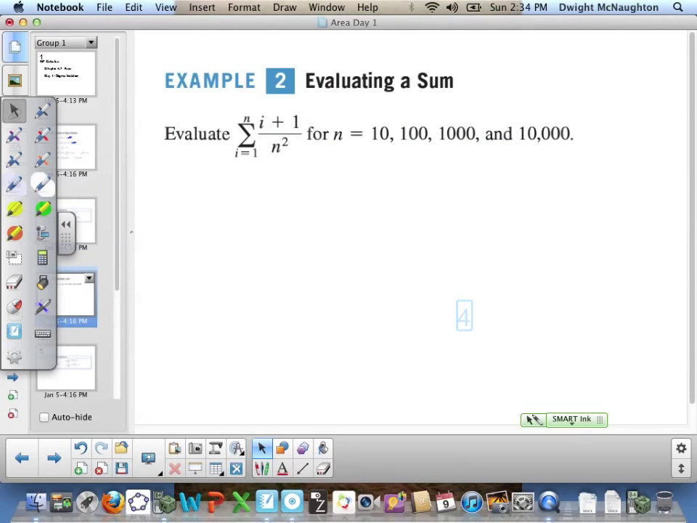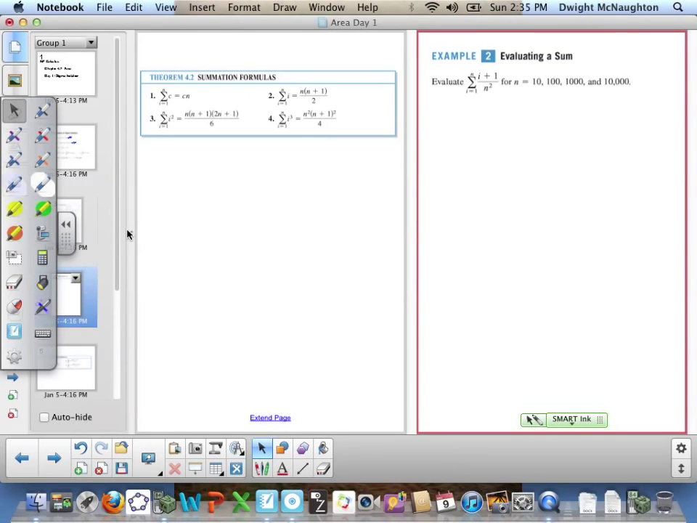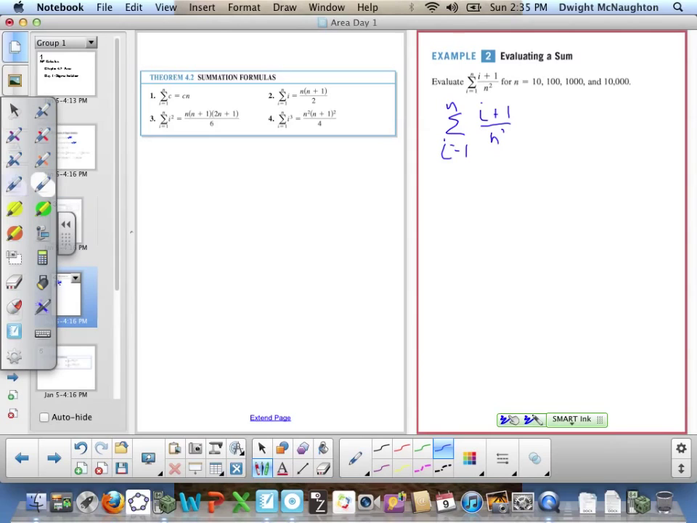All right. So we have to evaluate the summation of (i plus 1) over n squared from i equals 1 till n, for n equals 10, n equals 100, n equals 1,000, and n equals 10,000. Well, first, let's use our summation formulas to rewrite that in a simpler way. So we'll pop this up so we can see the summation formulas. First off, the sum from i equals 1 to n of (i plus 1) over n squared.